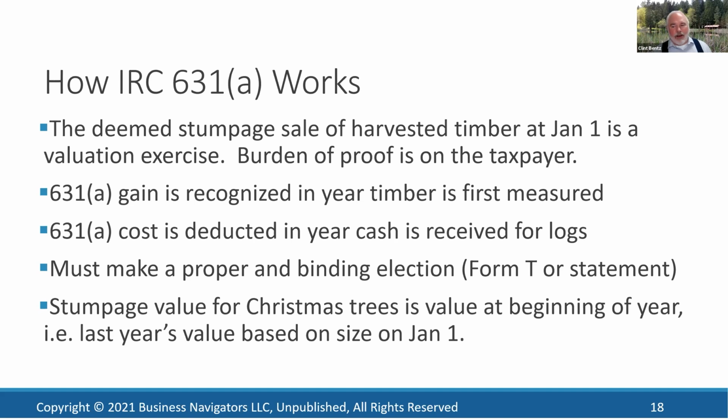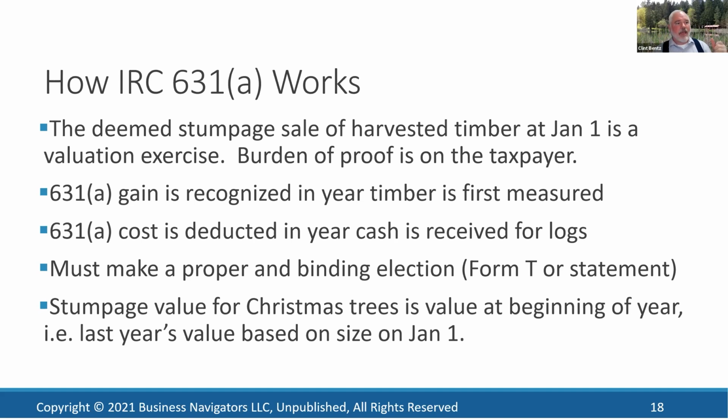We have to make a proper and binding election in order to claim 631A. On Form T, part 2, box 18A, the box you check says, I hereby make a 631A election to treat the cutting of timber as a sale or exchange. You're required to attach the Form T with that box checked in order to claim the 631A. However, you can also attach a statement to the return that says, I hereby elect under the provisions of 631A to treat the cutting of timber as a sale or exchange, and that will work also. So you can make that election either through a statement or through the Form T.